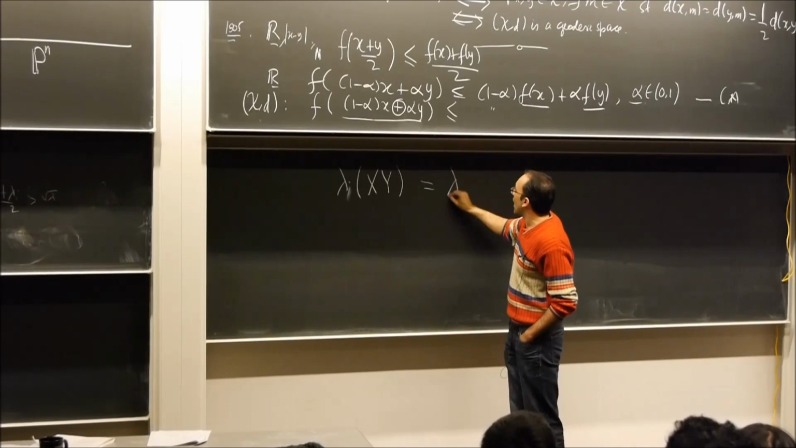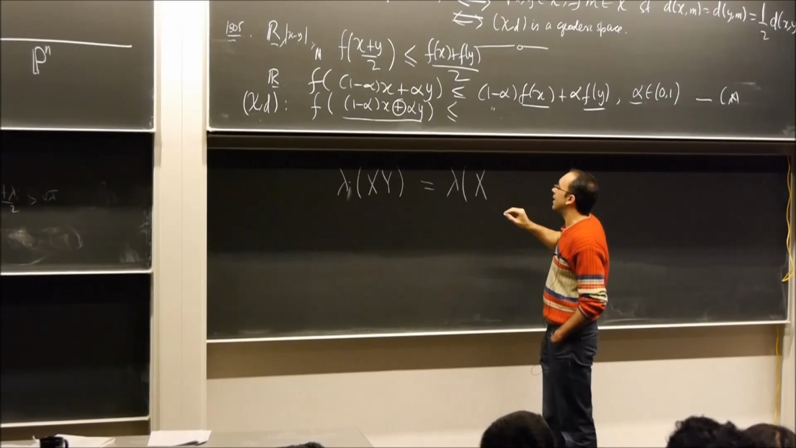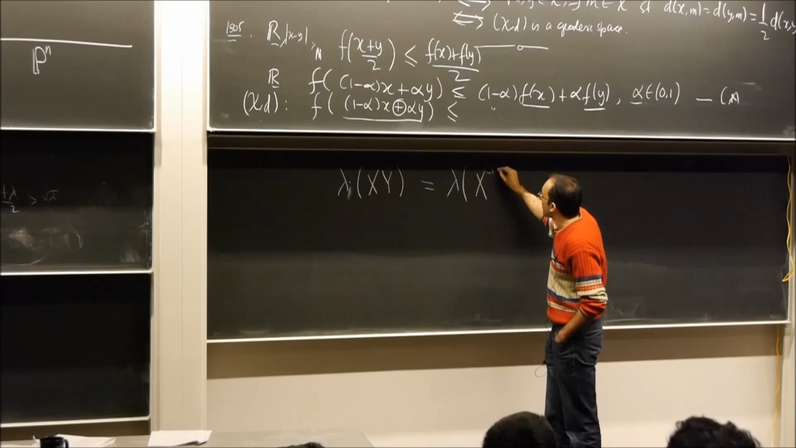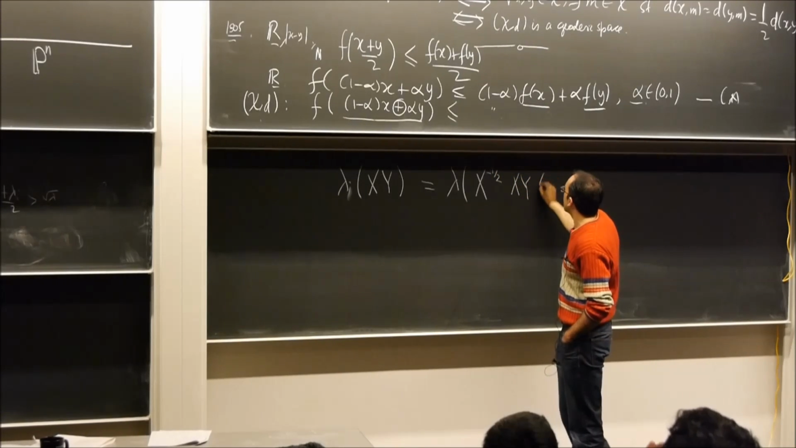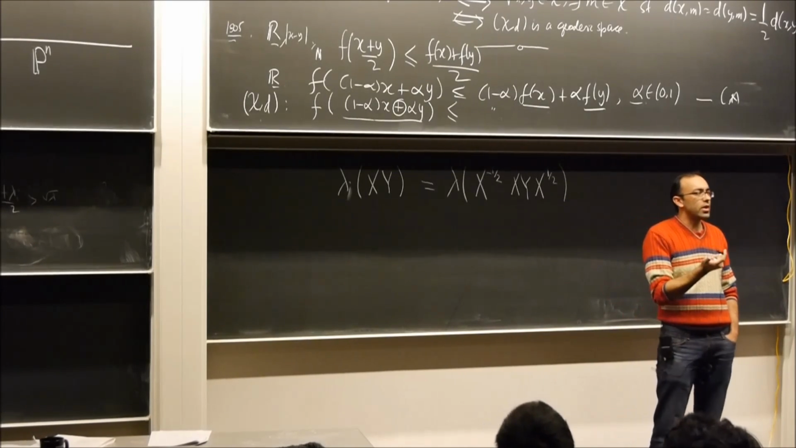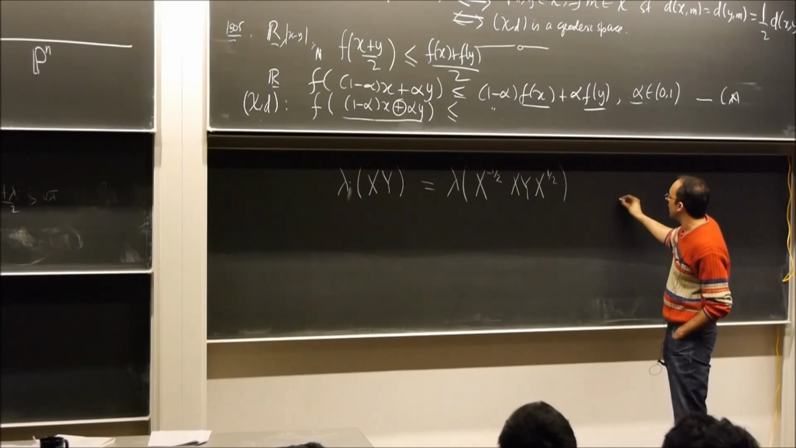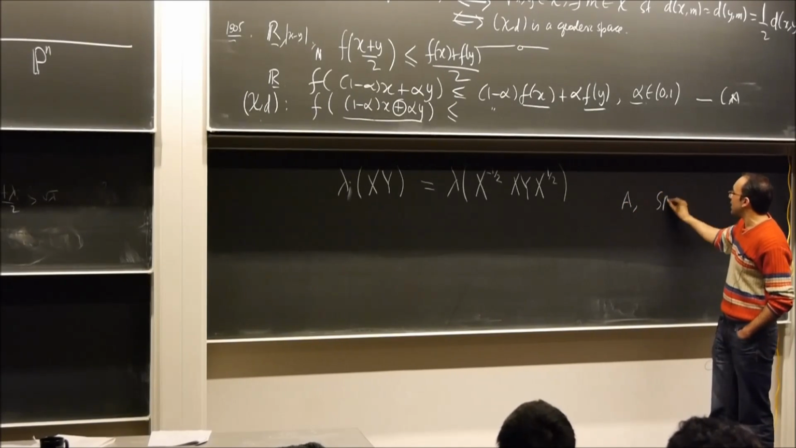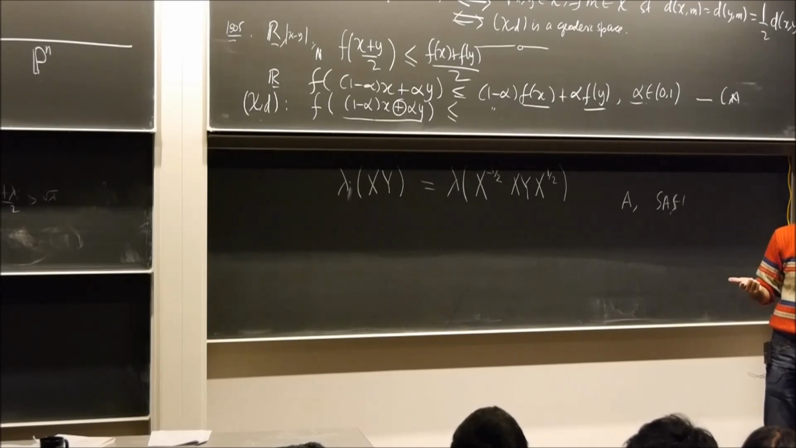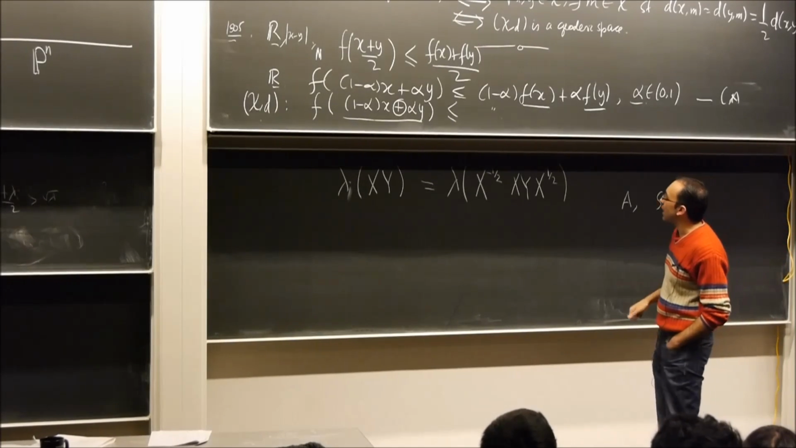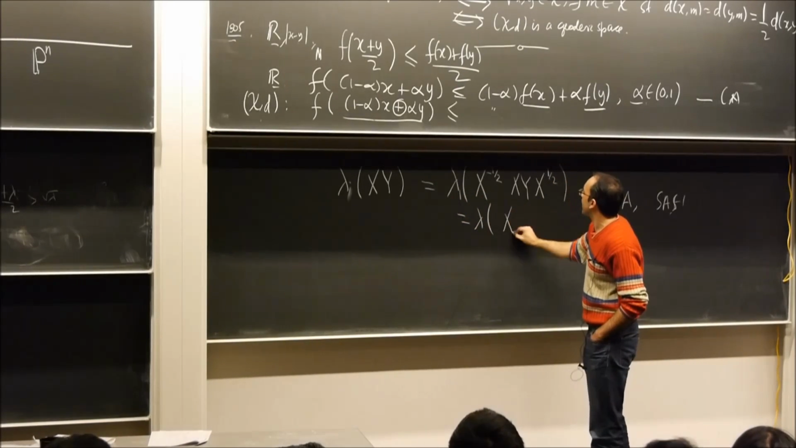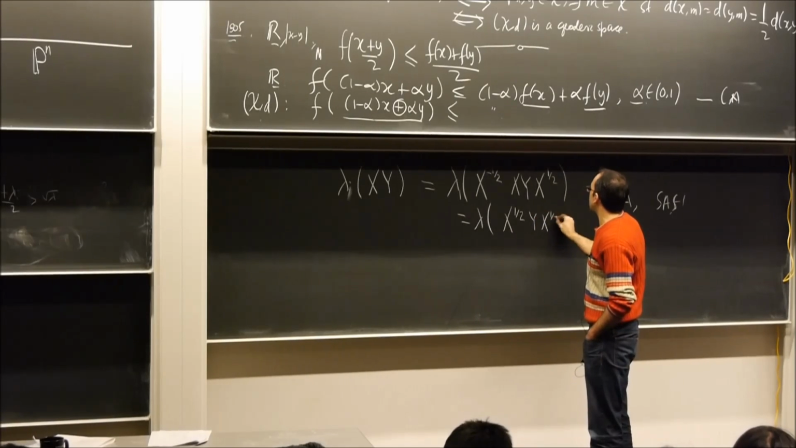is the same as lambda of, let's just say, x to the minus half times xy times x to the half, because you know that eigenvalues remain preserved under similarity transformation, right? So if you have a matrix A and you do SAS inverse, eigenvalues of both will be the same. It's just change of basis, that's all. Change of basis doesn't change the eigenvalues. Well, this thing is lambda of x half y x half.